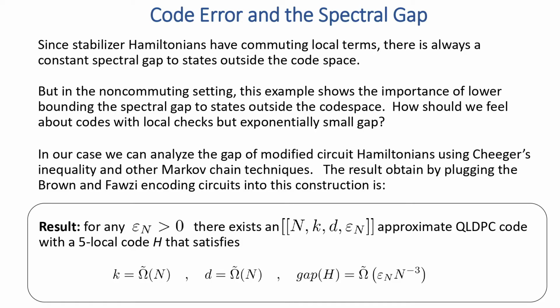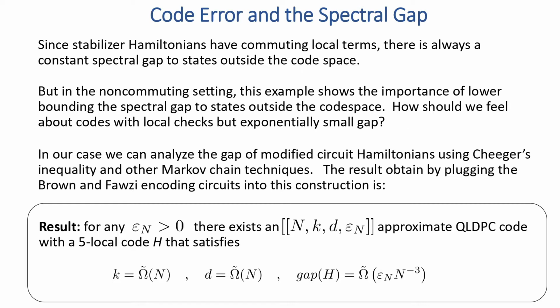Now that we have this framework, it's interesting to explore the ultimate limits of it. Actually, before I get there, let me use it to state the result. What I was just pointing out is an issue we often don't have to deal with, because if we have commuting projector Hamiltonians, there's always a constant spectral gap to states outside the code space. So in the non-commuting setting, this example shows the importance of lower bounding the spectral gap to states that are outside the subspace, right?